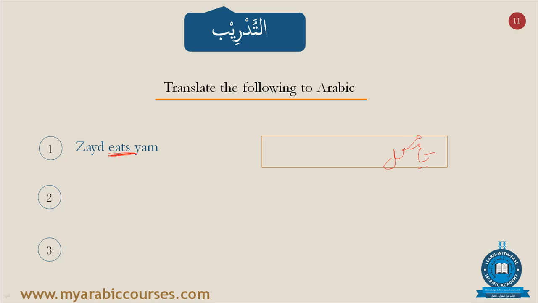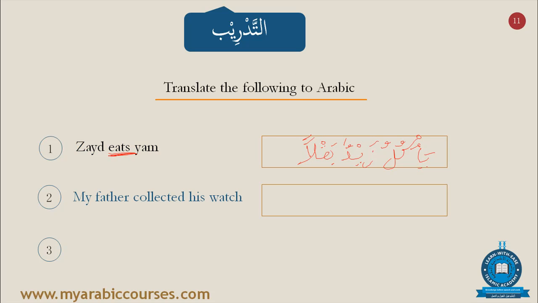يأكل is the present form of akala. يأكل means he eats. Then who is eating? That is the name Zaid. Then what is he eating? Baqlan, yam, or you say a yam.